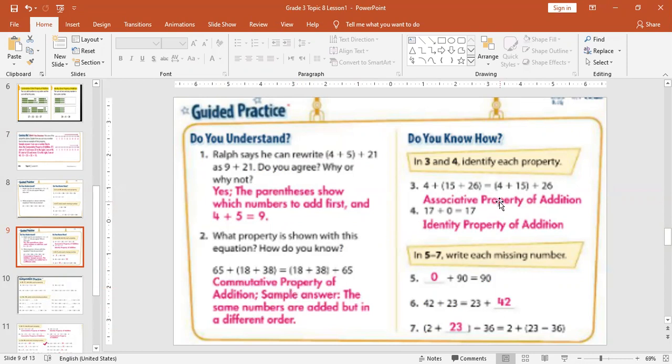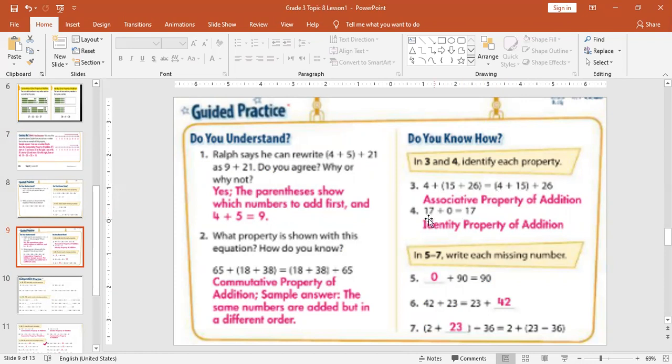Concentrate with me here. When I change the numbers in the brackets, it is called associative property. When here, in the brackets was 15 plus 26, and I changed the numbers of the brackets and it became 4 plus 15, so this is called associative property. Okay, I want you to pause the video and say it after me. Associative property.